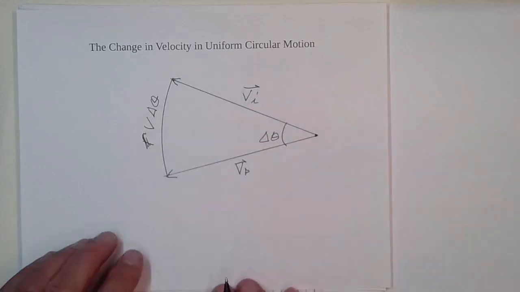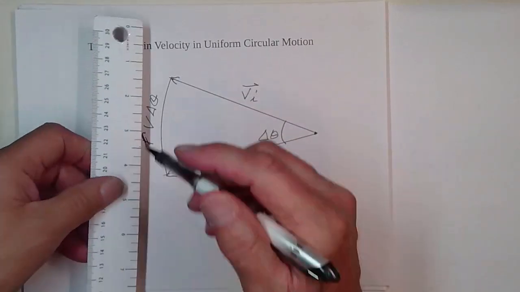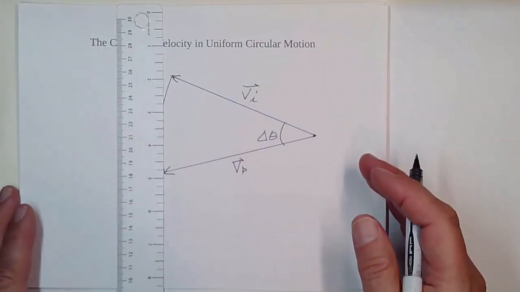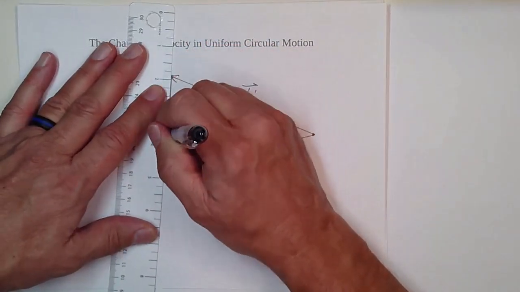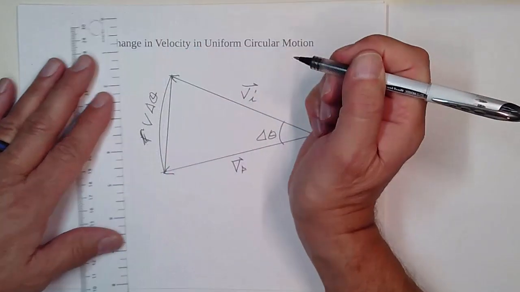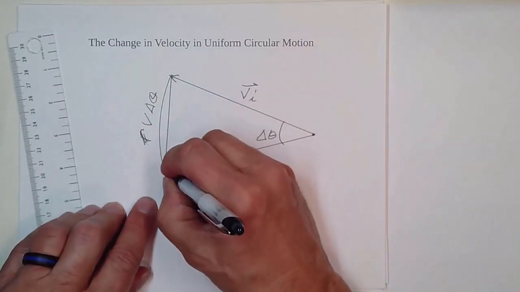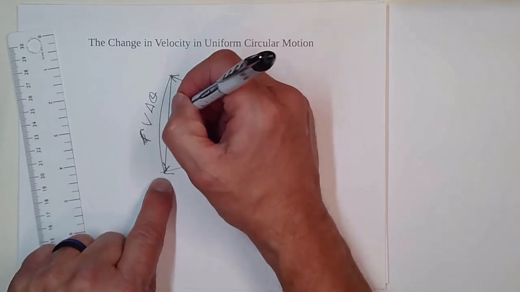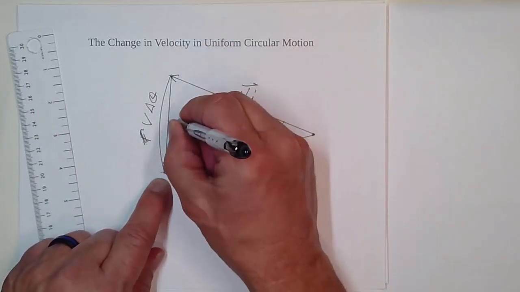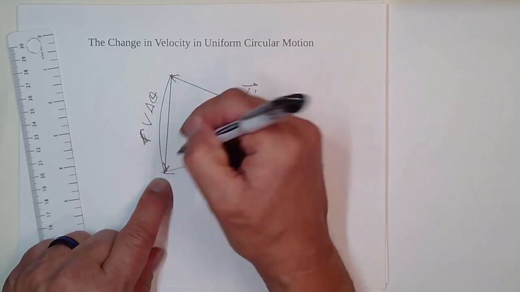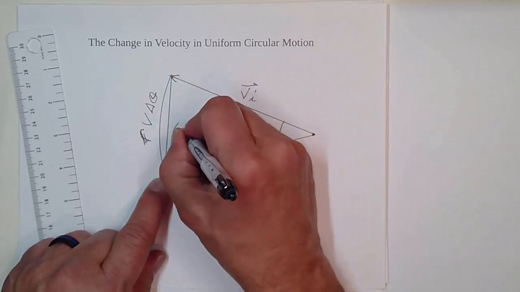But there's another thing on here, and that is that if I draw a straight line between these two things, this is a chord, I think is what you call it, and this is equal to, it's a vector, equal to delta V.